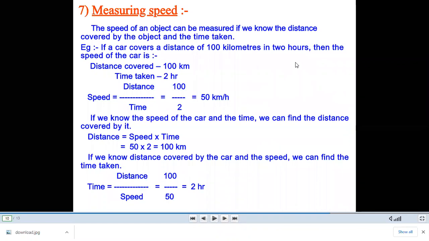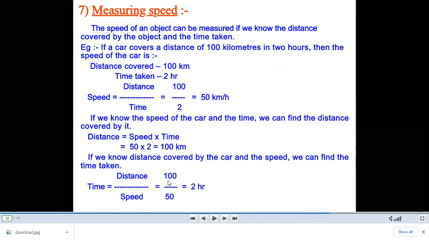Now measuring speed. I have used one example here. If a car covers a distance of 100 kilometers in 2 hours, for the speed of the car we simply divide distance over time: 50 kilometers per hour. If we know the speed of the car and the time, we can also find distance. Distance is equal to speed into time. If we know the distance and speed, we can also find time.